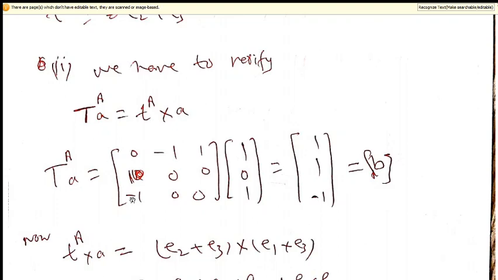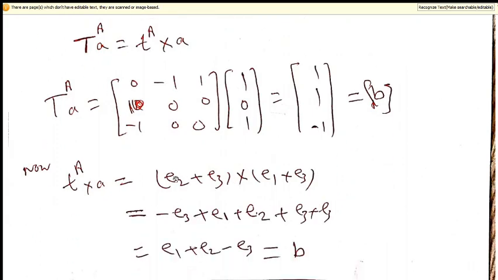Now how can we calculate the right hand side? This is very simple. TA cross A, with A equal to E1 plus E3. When you calculate this, you will have E1 plus E2 minus E3. This is the same as B. So both sides are equal.